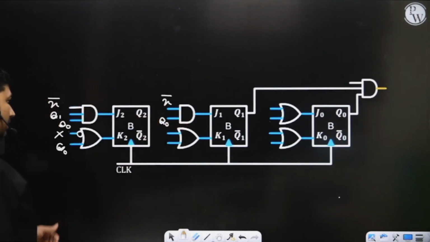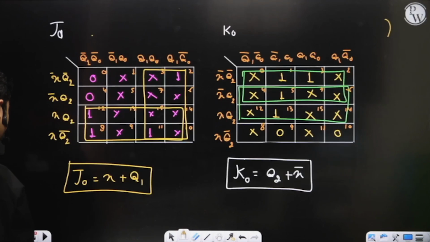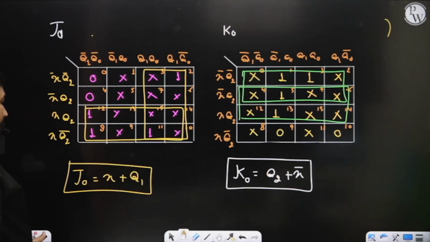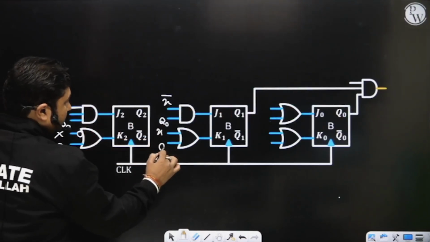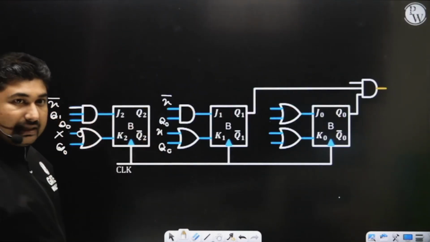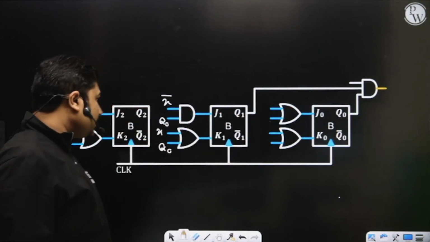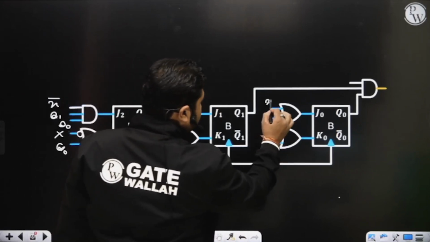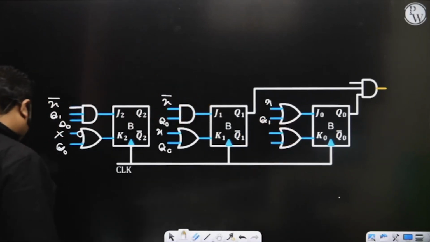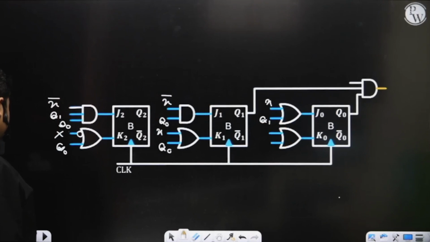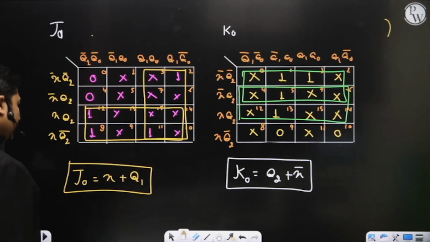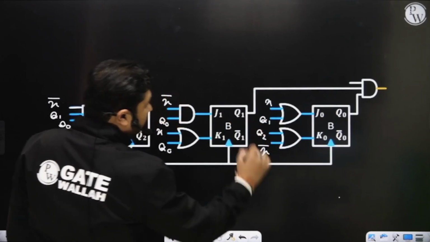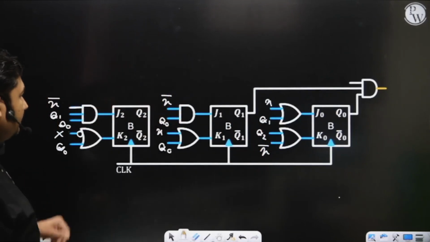What about the next part, K1? K1 is X plus Q0. So an OR gate is needed. X plus Q0. Is it okay? Yes, sir. Similarly, observe the last, J0 and K0. J0 is X plus Q1. So I'm representing X plus Q1. And K0 is Q2 plus X bar. So this will be your Q2 plus X bar. So this is our desired function.